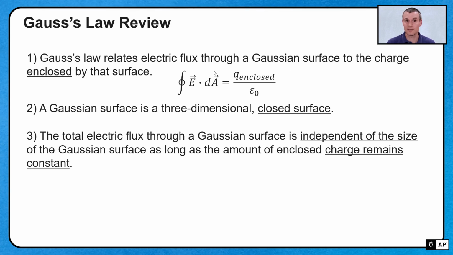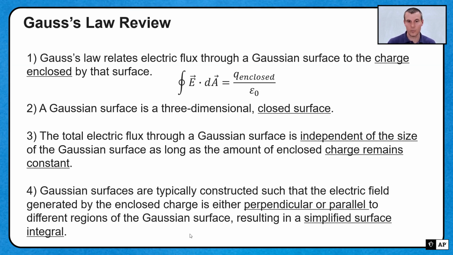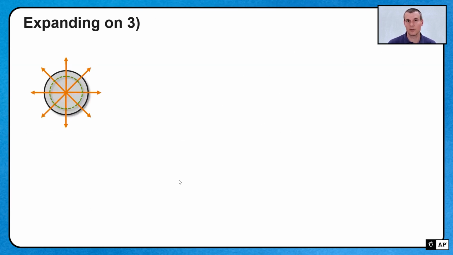This might seem weird, but it's basically saying this left side has to always equal, not necessarily the E field, but this whole left side has to be constant if our charge is also constant. And our last point to think about is that Gaussian surfaces are constructed such that the electric field generated by the enclosed charge is either perpendicular or parallel, resulting in simplified surface integrals. This is what we mean by the left-hand side being simplified, because if we pick easy shapes like the Gaussian plane or the Gaussian pillbox, our Gaussian cylinders, and our Gaussian spheres, it makes it much simpler, making the right side be the side that is the tricky side. But let's just briefly expand on 3 and what it's talking about.